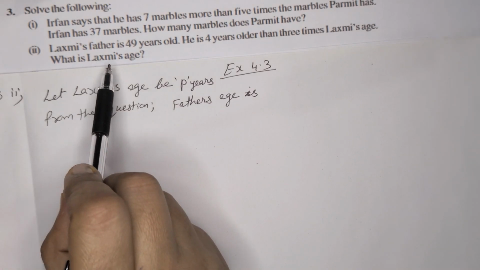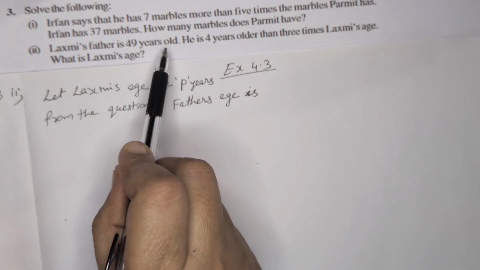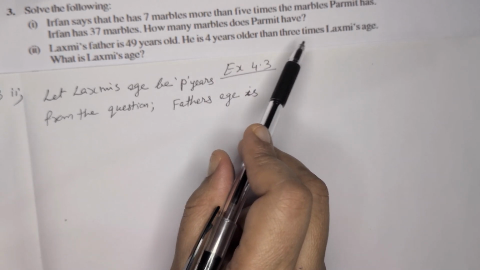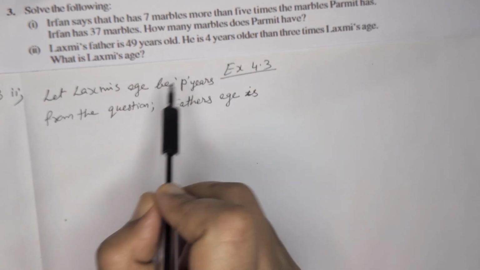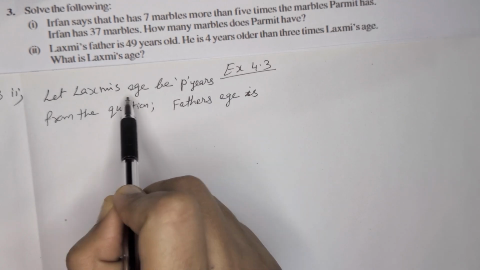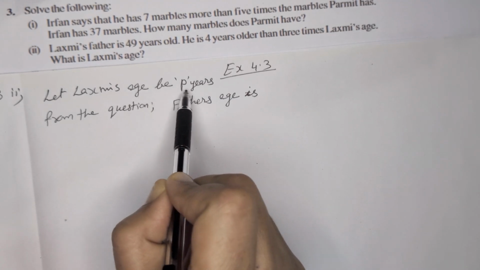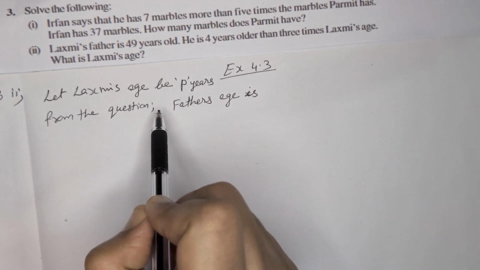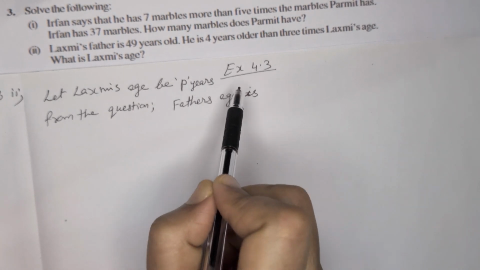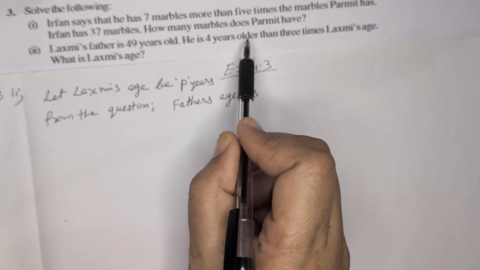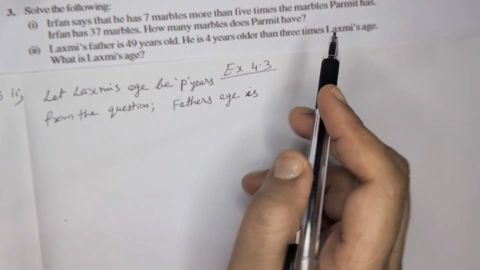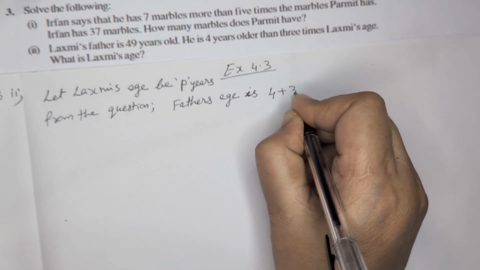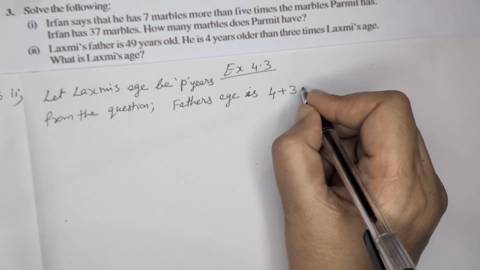Second question. Lakshmi's father is 49 years old. He is 4 years older than 3 times Lakshmi's age. So we can take Lakshmi's age as a variable. Let Lakshmi's age be p years. And from that question we can frame the equation. Father's age is 4 years older than 3 times Lakshmi's age. Lakshmi's age we have taken as the letter p.